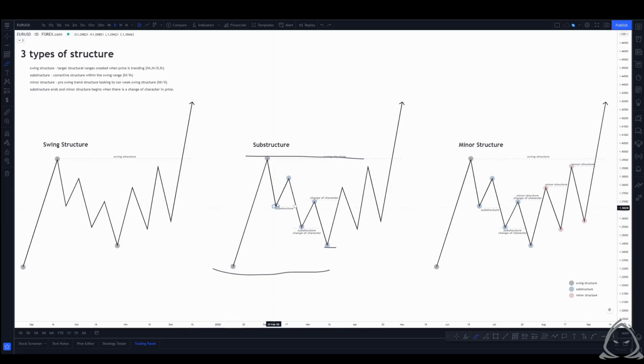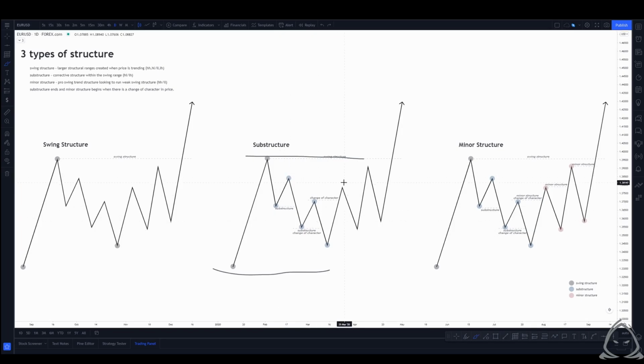The formation of that, the structure that is created, is called substructure. As we can see, our swing structure is bullish, but our substructure is bearish. So the swing structure is creating higher highs and higher lows, and the substructure contained within the swing structure of this low and this high is creating lower lows, lower highs, lower lows, lower highs, lower lows. We're able to understand substructure and plan out where we would expect a reasonable pullback.